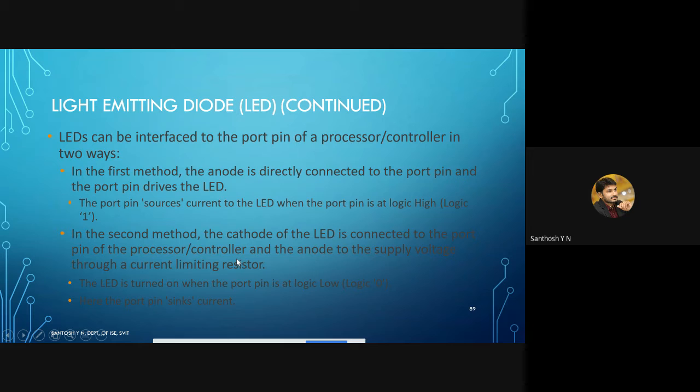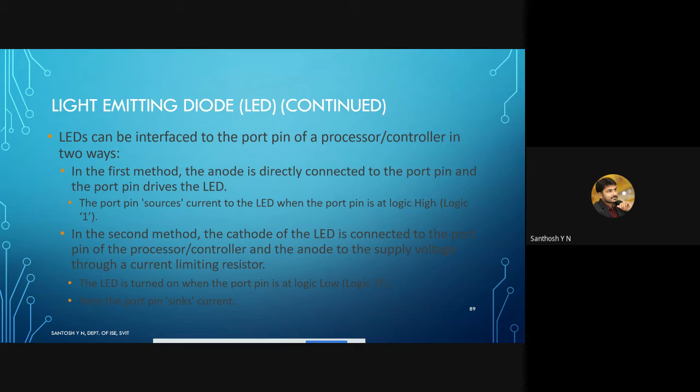What they are trying to tell is that you can connect this LED to the microcontroller or the microprocessor in two ways. Either you connect the anode to the port pin, or you connect the cathode to the port pin. If you connect the anode to the port pin and just provide the voltage to the anode, the LED will not turn on.